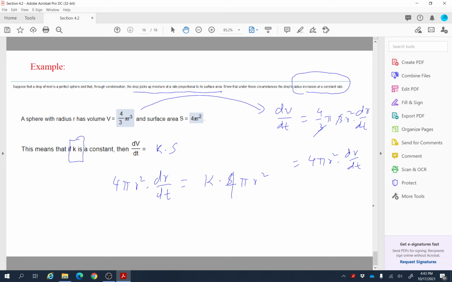So let's just try to simplify the thing. There is a 4 pi r squared on both sides. So the rate of change of the radius with respect to time is k. So the changing rate of the radius is constant k. So that's the answer.